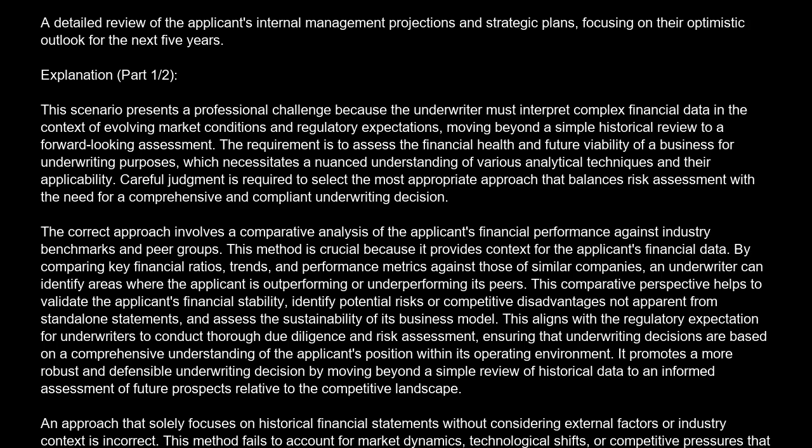It promotes a more robust and defensible underwriting decision by moving beyond a simple review of historical data to an informed assessment of future prospects relative to the competitive landscape.